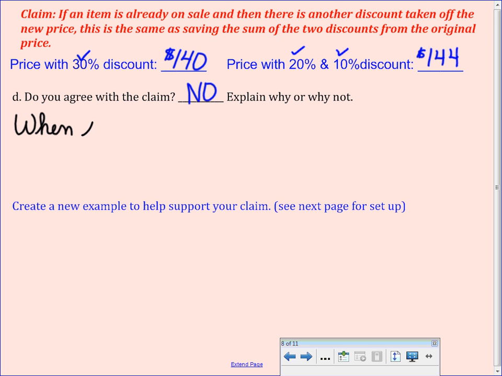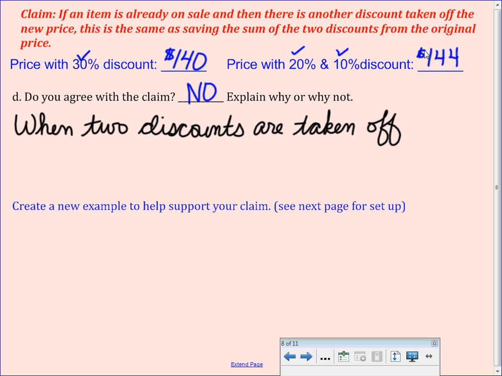When 2 discounts are taken off, the shopper pays more.